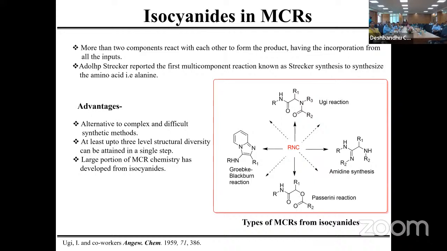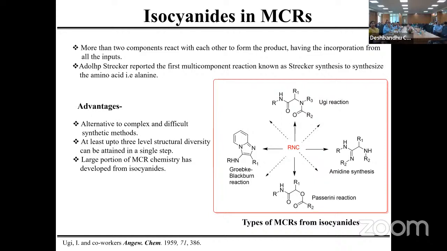The Ugi reaction is a 4-component reaction where the aldehyde, amine, isocyanide, and carboxylic acid react together to synthesize bis-amides. Whereas the Passerini reaction is a milder, 3-component variation where the aldehyde, isocyanide, and carboxylic acid react together to synthesize alpha-acyloxyamide.